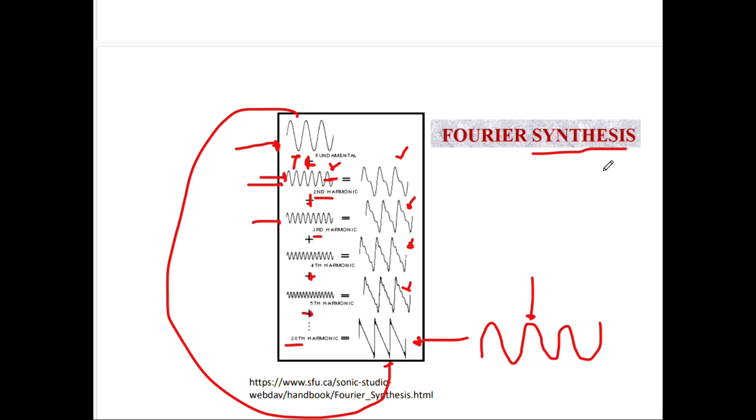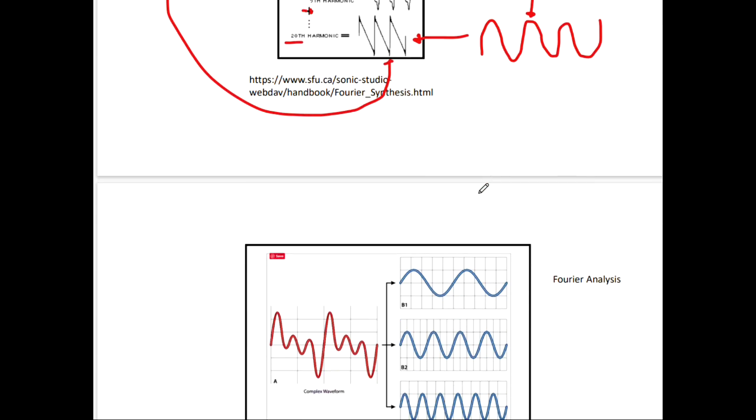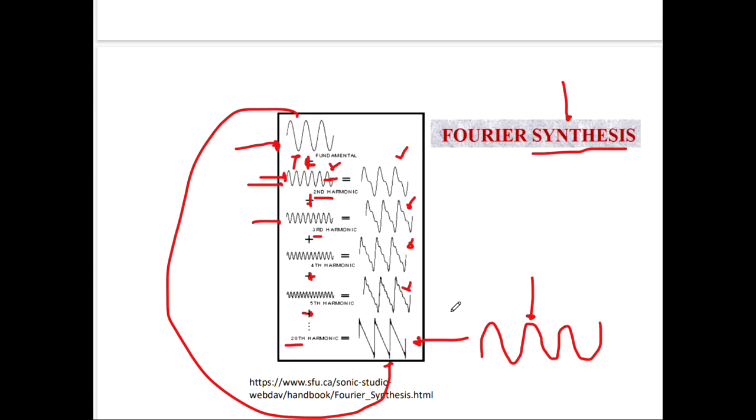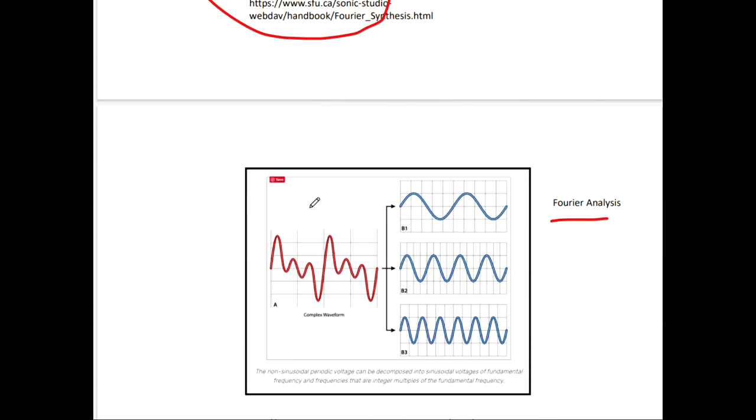Synthesis means to build. There's an opposite type of thing called Fourier analysis. Analysis is the opposite of synthesis. In analysis, instead of building this thing, we're starting with this thing and we want to find out where the heck it came from. So let's say we start with this funky looking wave right here, and we're going to analyze it. That's where the word analysis comes from. And we're going to break it down into the sum of its parts.